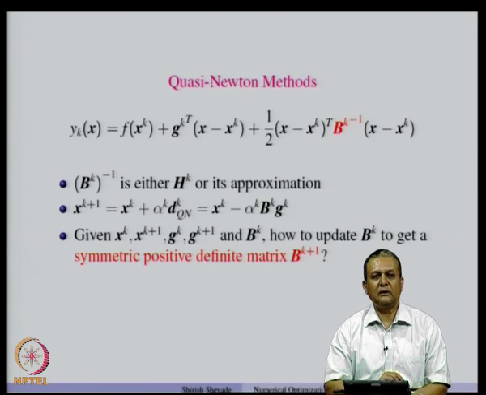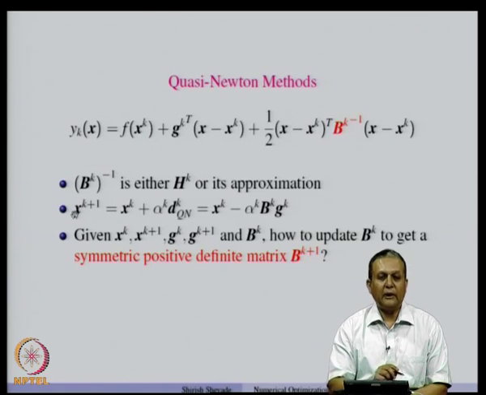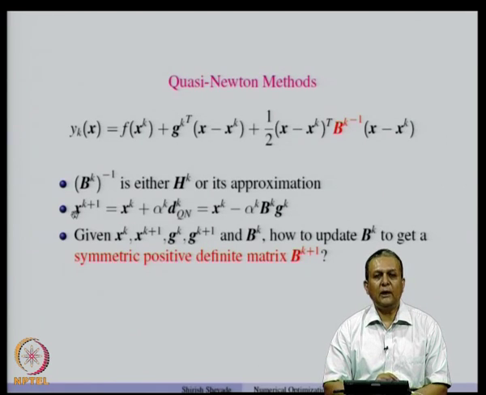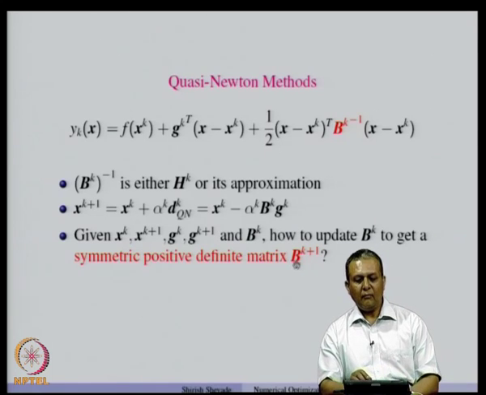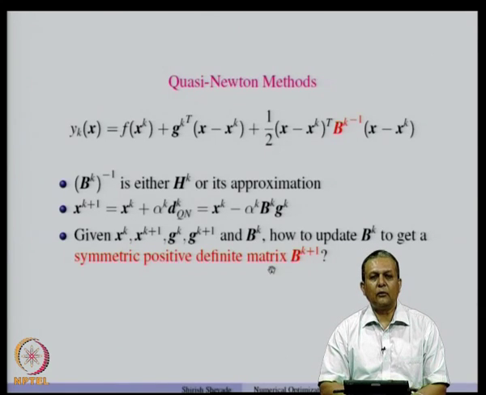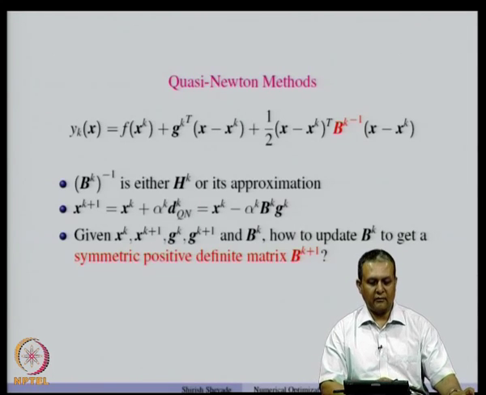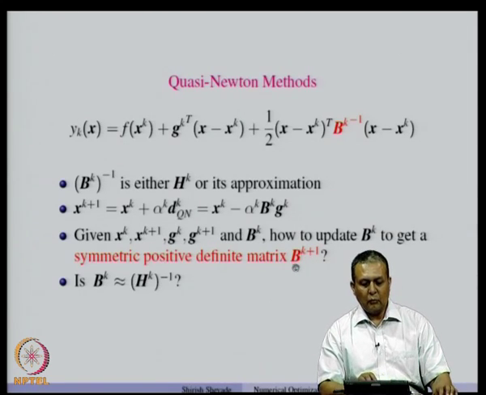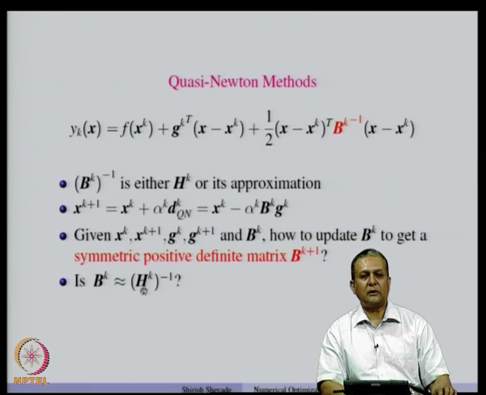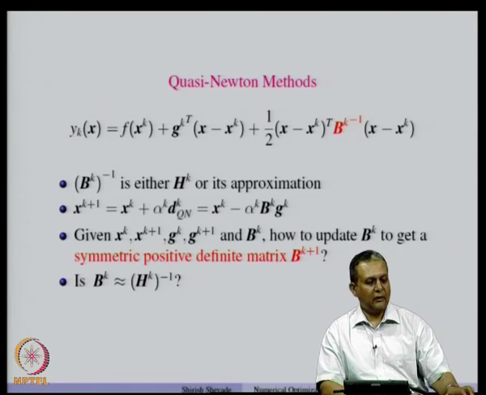of Bk inverse with respect to Hk? And the second question is that once we move to the point xk plus 1, how do we get Bk plus 1? How to update Bk using the information xk plus 1, gk plus 1 and Bk to get a symmetric positive definite matrix Bk plus 1? So, this is an important question that we would like to answer, and whenever we update Bk to Bk plus 1, how good is that approximation to the corresponding Hk plus 1 inverse?